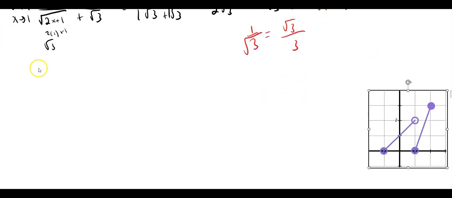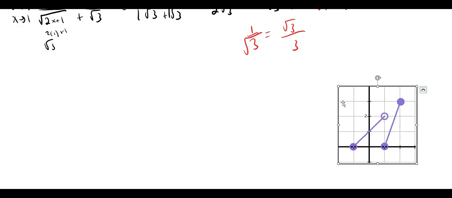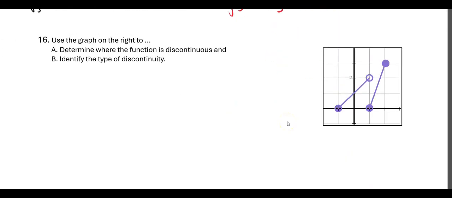All right, this has nothing to do with that problem, so let's move on. Number 16 says, and here's the graph. I'm not gonna write it all the way out. Yes I am. All right. Where is this discontinuous? We have a jump right here at x equals 1. We also have a hole at x equals 1. And it says identify the type of discontinuity. We just said it, right? We got a hole and a jump. So that's that.